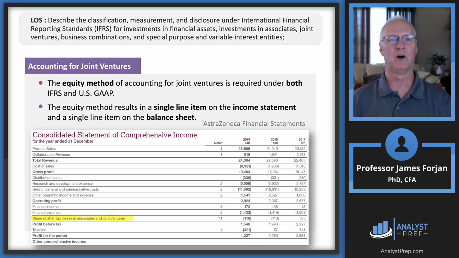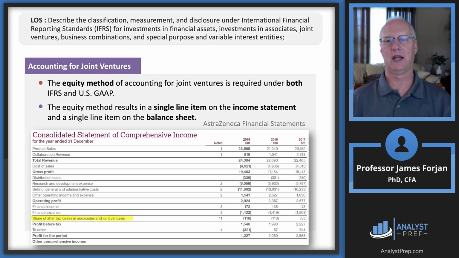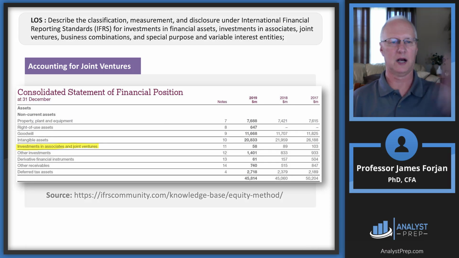All right. How about if we move on to joint ventures? Now, both the International Financial Reporting Standards and GAAP, they require the equity method of accounting. And what this means is that there's going to be a single line item on the income statement, a single line item on the balance sheet. And here's one for AstraZeneca. Notice this is the income statement. There's one line, and then I'll go to the next slide. There's the balance sheet, and there is one line as well. So there's evidence of the one line.